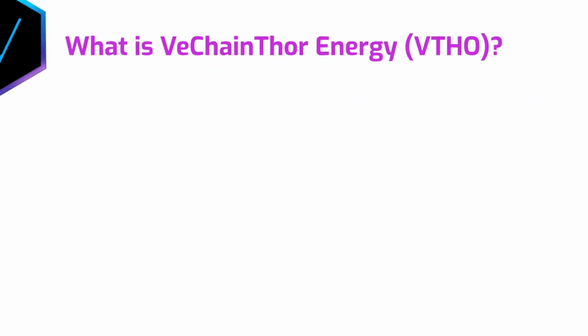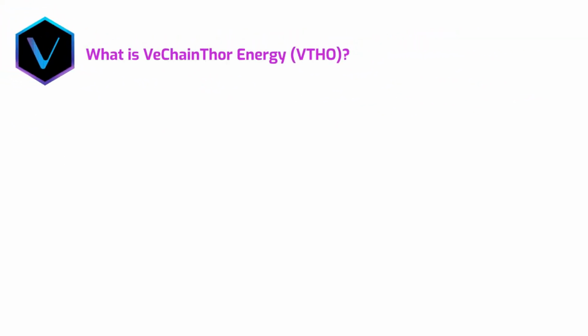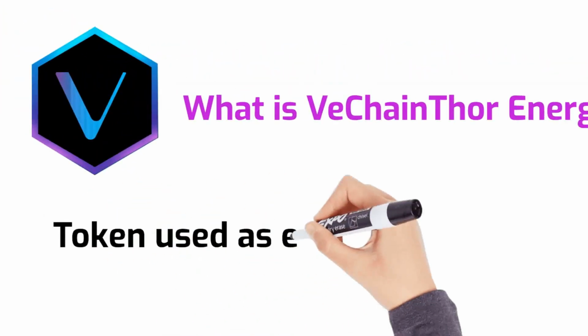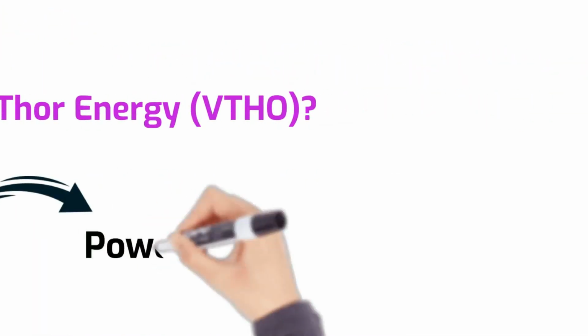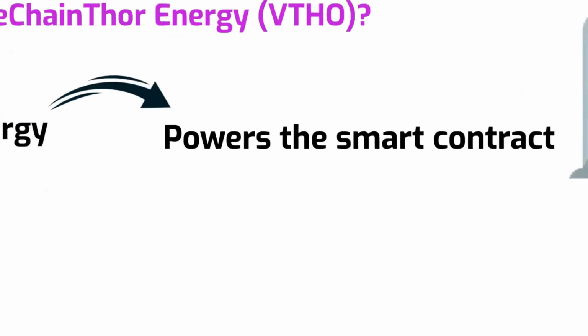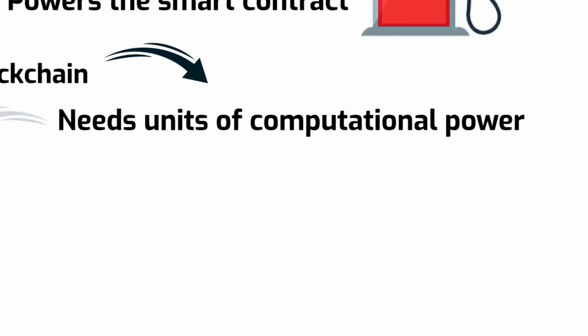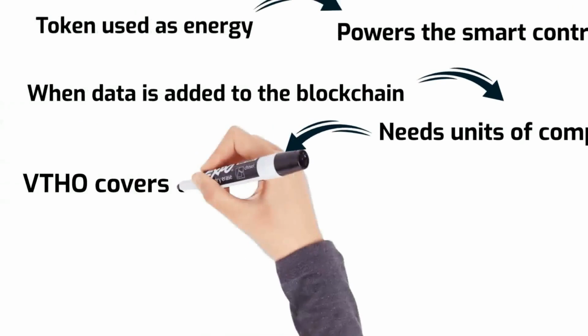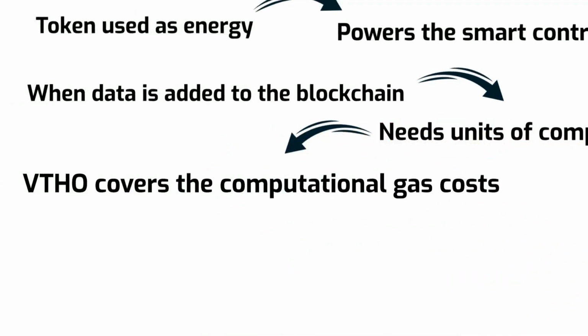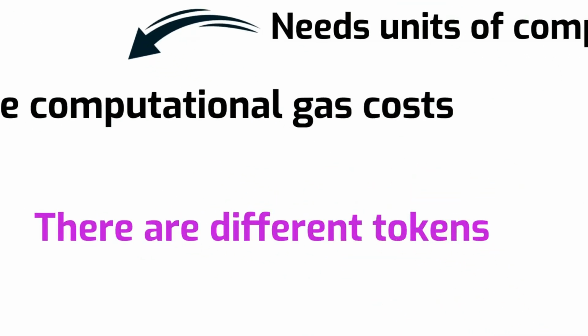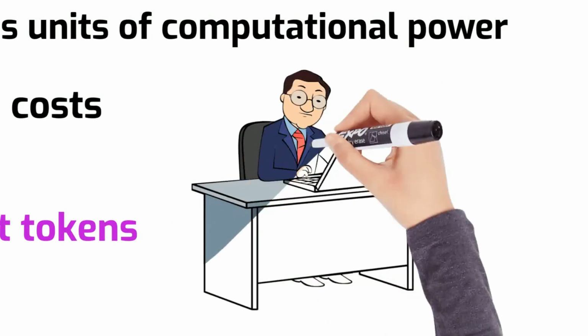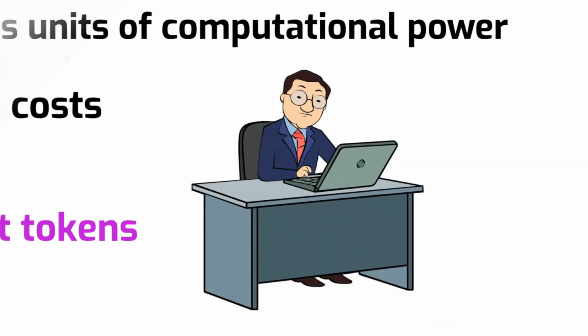VeTHO is a token used as energy that powers the smart contracts functionality within the network. The VeTHO token, or energy token, powers transactions on VeChain where it is used as gas. When data is added to the blockchain through data or financial transactions, it needs units of computational power. The VeTHO token covers the computational gas costs for all transactions in the blockchain. There are different tokens that reside on blockchains, including reward tokens, currency tokens, utility tokens, security tokens, and asset tokens. You will catch more information about it by watching my previous videos.